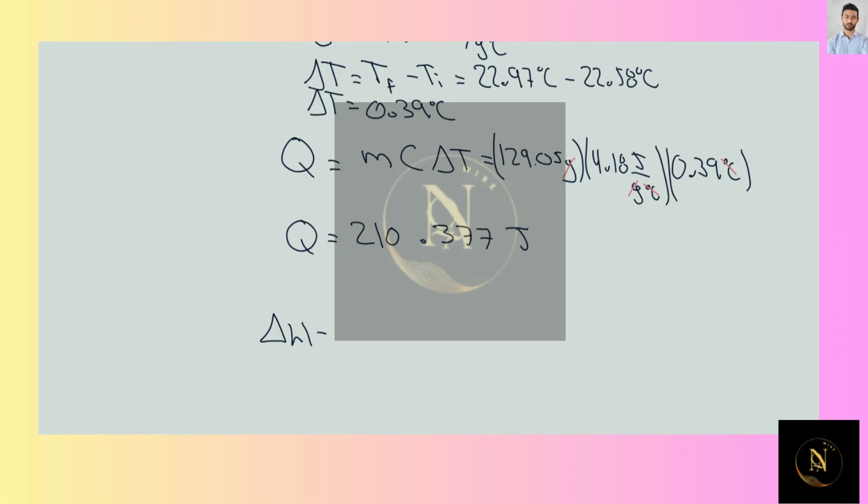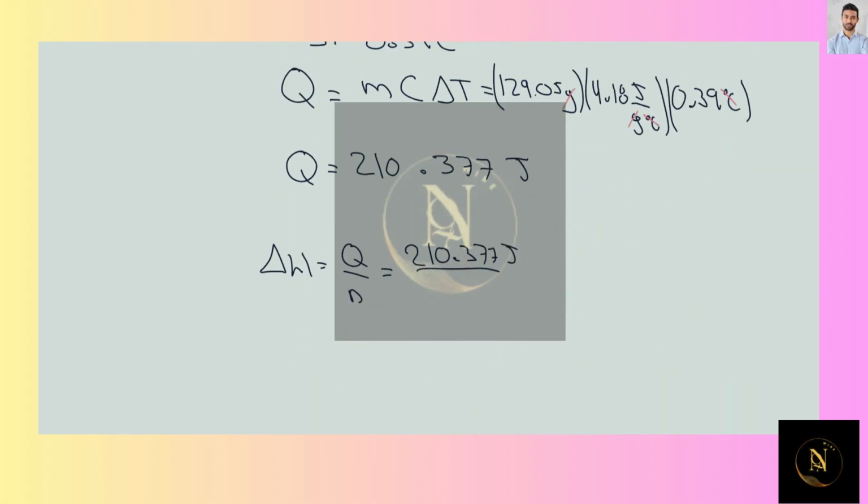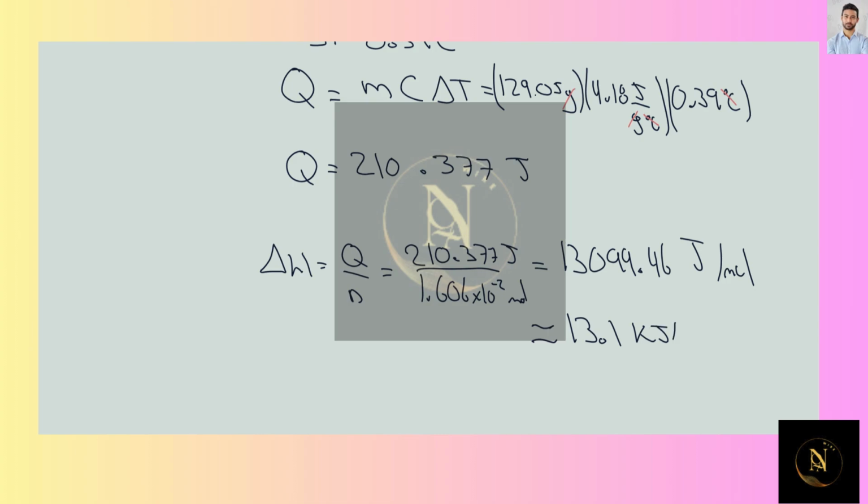Now, if we want to know what is the amount of heat transferred in this reaction in terms of the enthalpy, what we want to do is divide Q by the amount of moles of reaction that occurred. In this case, it would be 210.377 joules divided by the amount of moles that we calculated earlier, that is 1.606 times 10 to the minus 2 mole. This gives us 13,099.46 joules per mole, which is approximately equal to 13.1 kilojoules per mole.